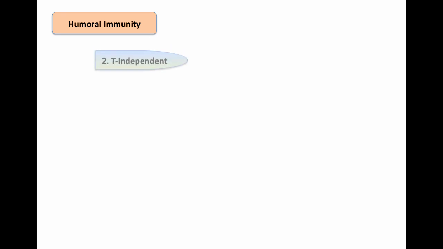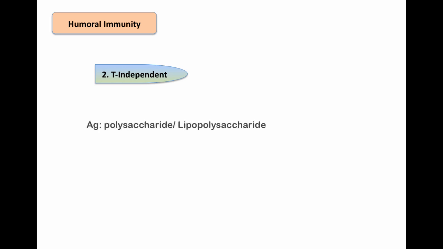Unlike the second type, which is the T-independent response, meaning it does not depend on T cells, the antigen in this case is a polysaccharide or a lipopolysaccharide. This will directly activate the B cell. Instead, this response is weak. It will not form memory cells, and it will only activate IgM, immunoglobulin.